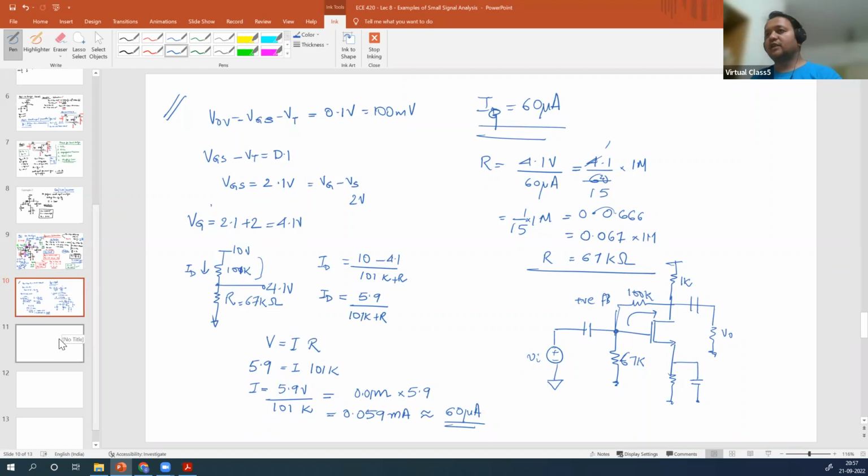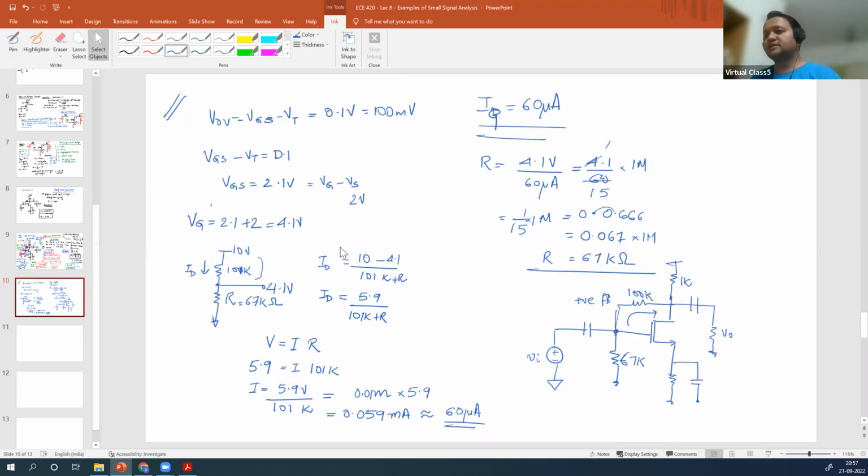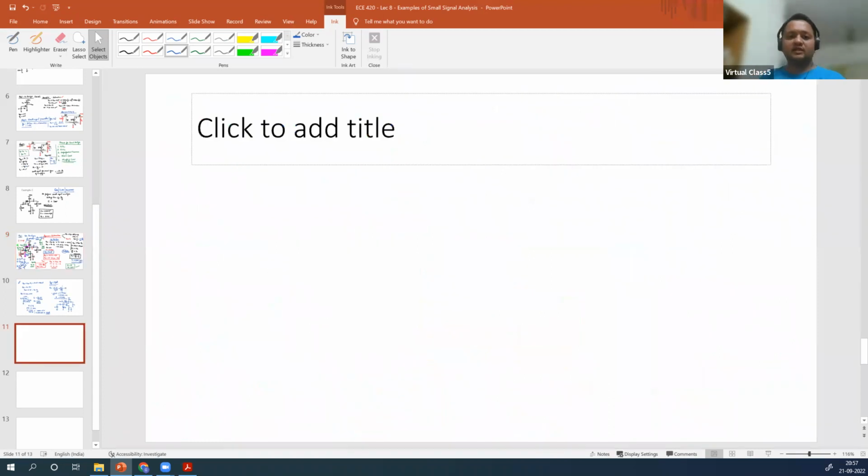Right. So we will next do, I will ask you to complete this and send it by email if possible. Complete the AC analysis, find out what is the gain. But the answer actually is done. It is an inverter, so there is very, very high gain. Right?